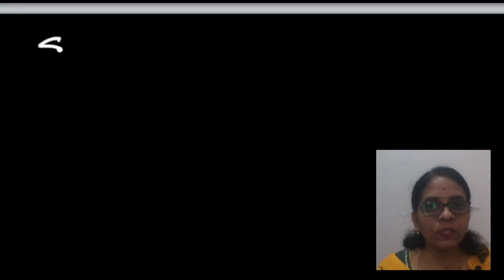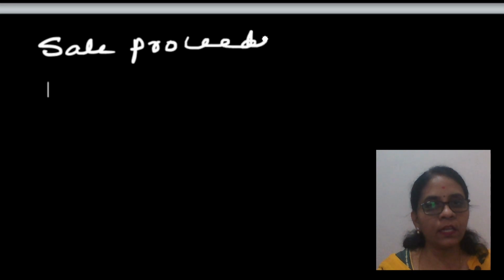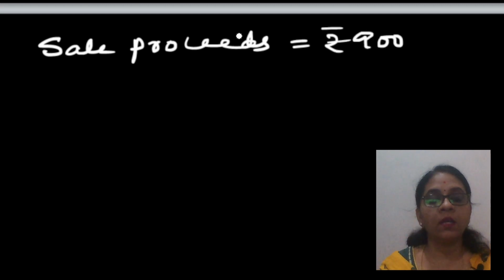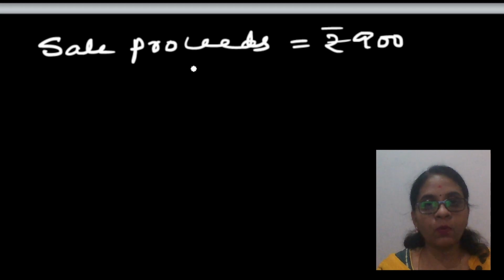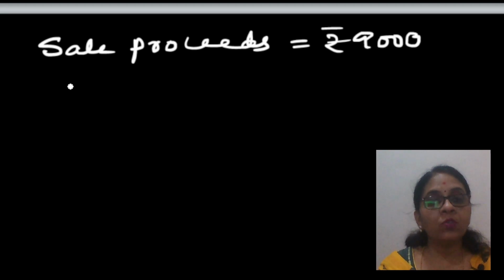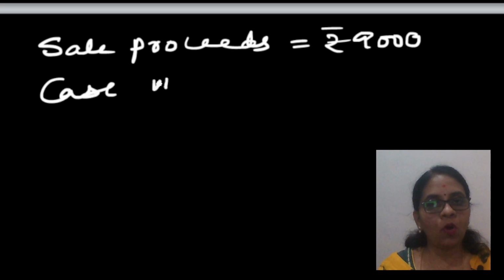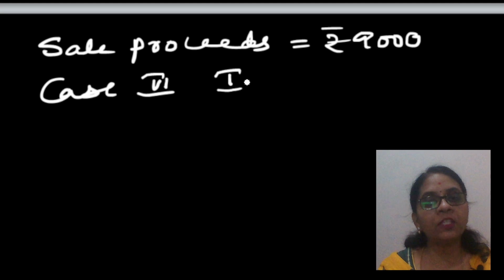So the sale proceeds is equal to, as I have written earlier, once again in this page I am writing, sale proceeds is equal to rupees 9,000. Now this particular person, that is Vivek, is investing this 9,000 in some other company. So now for this other company, that is for case 2 of Vivek, his investment becomes 9,000 rupees.